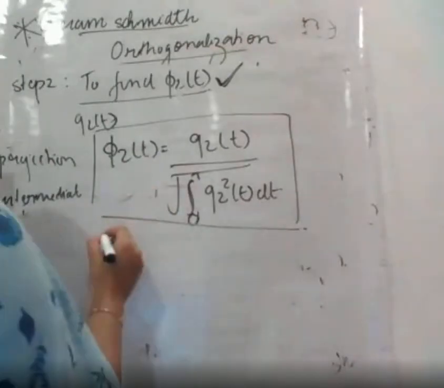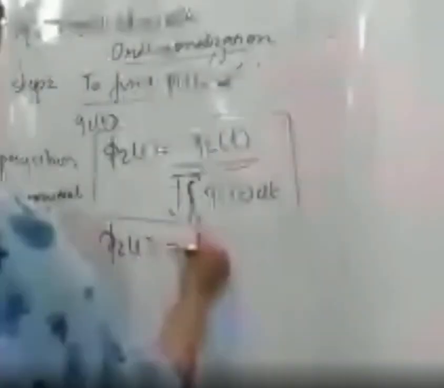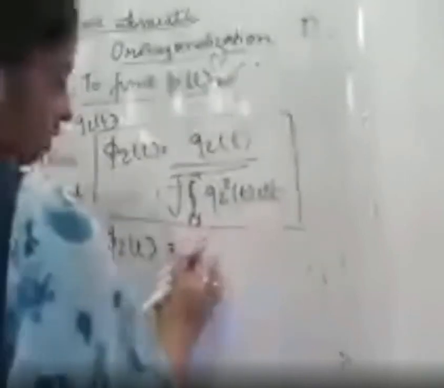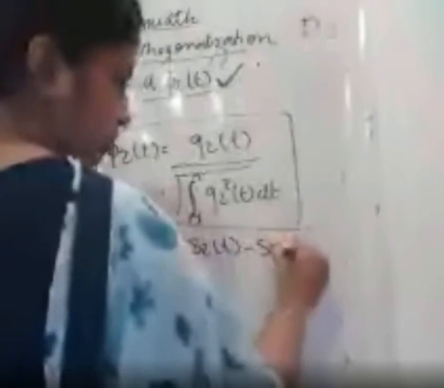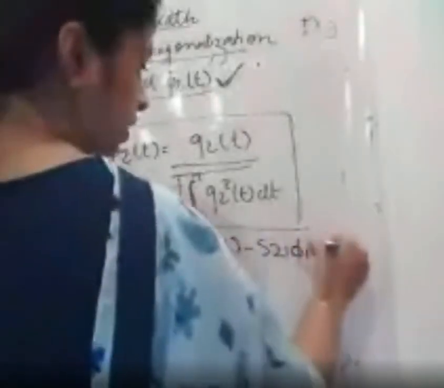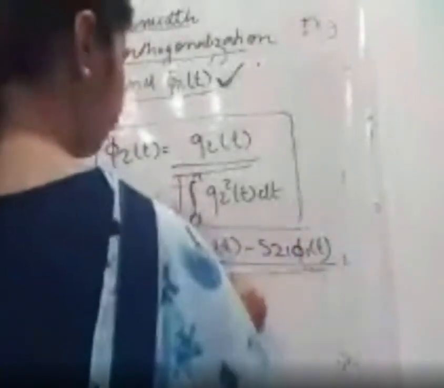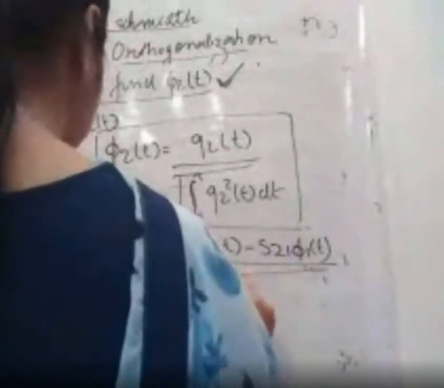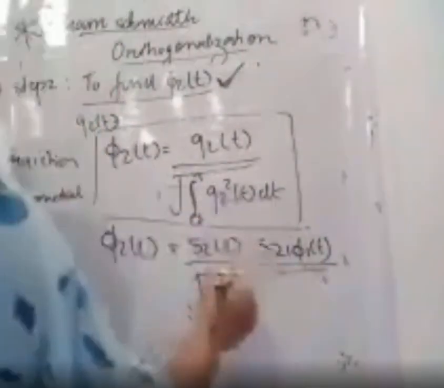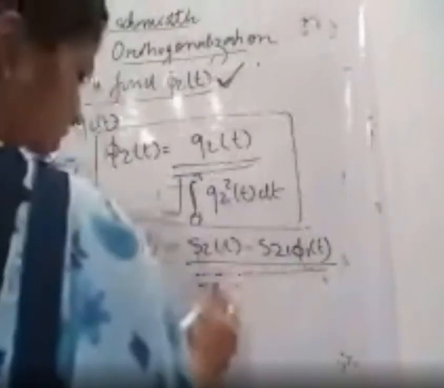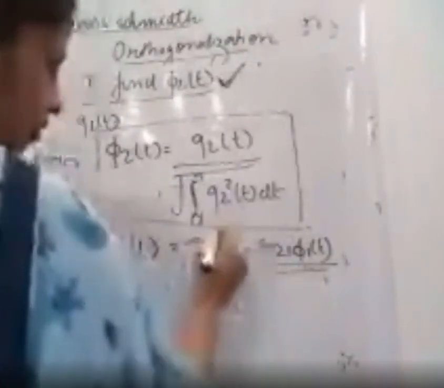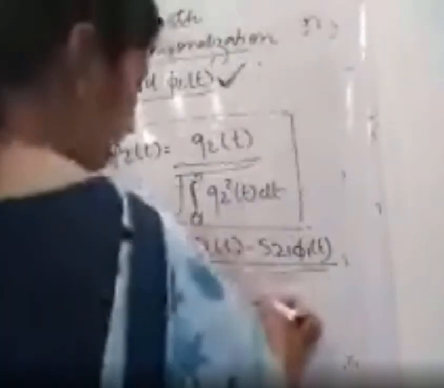അപ്പോൾ നമ്മളെ phi 2 of t എന്താ? g2 of t. g2 of t യുടെ വാല്യൂസ് എന്താ? s2 of t minus s21 into phi 1 of t divided by 0 to t. ഈ s2 of t the whole square എന്ന് പറഞ്ഞാൽ it's nothing but energy ആണ്. So ആ ഇന്റഗ്രൽ എന്ന് പറയുമ്പോൾ energy of E2 minus s21 square.